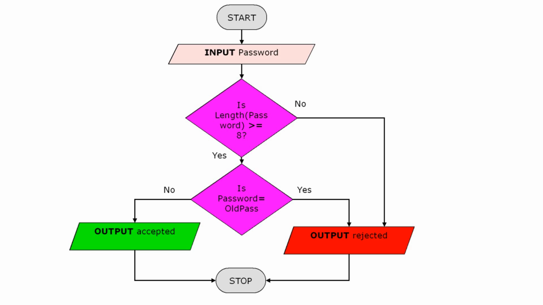Here we want a new password. That's why if your new password and old password match, then the output will be rejected according to the statement of the question. And if it does not match, then the output will be accepted. After this it will stop. And in case of no, if length of password greater than or equal to 8 is no, it goes directly to the rejected statement, and in case of yes it moves to the next step. So on, it will work.